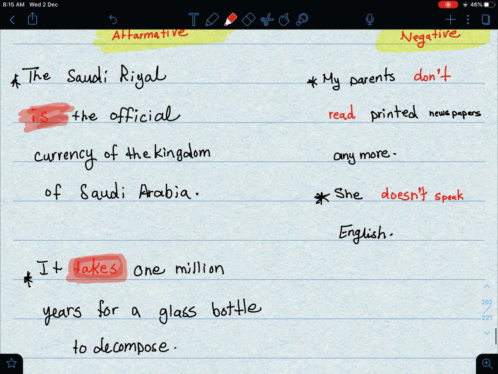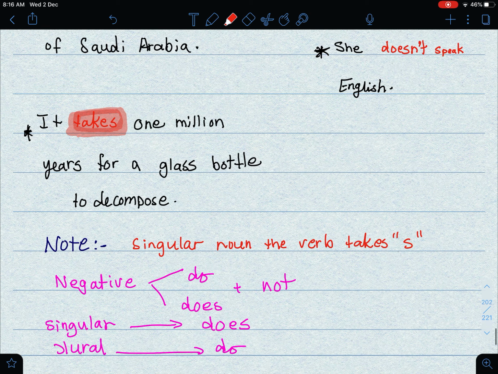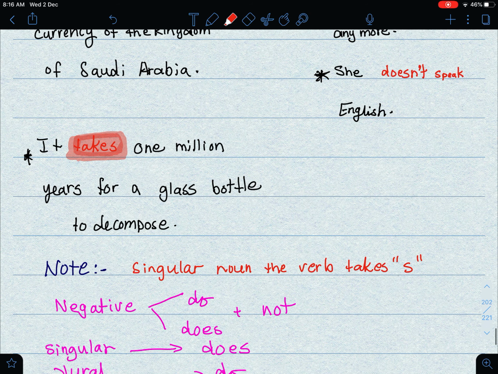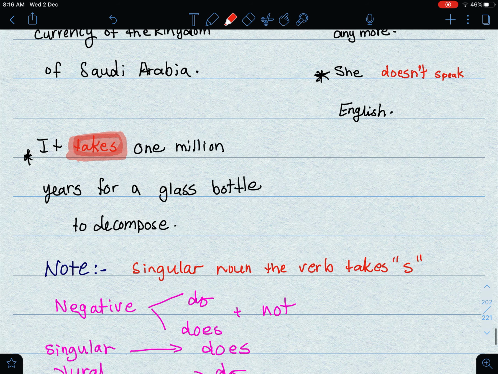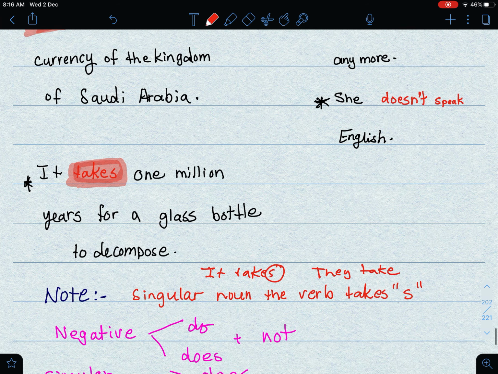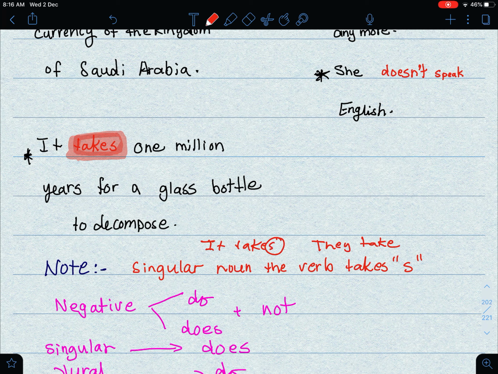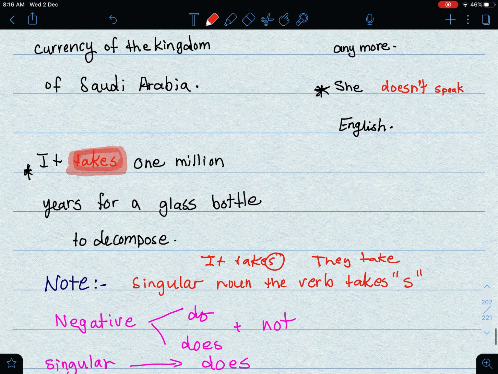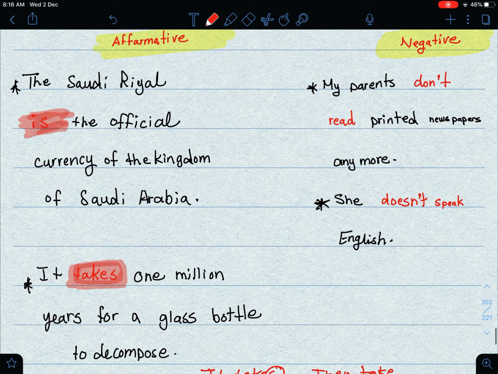Okay, now طبعا لازم اوضح لكم انه with the main verb, as I've written here, the verb with the singular, the verb takes s. يعني الحين مثلا لما اكتب لكم it takes، الفعل هنا ياخذ s, but they take, the plural, without s. So just to draw your attention to this because this is something very important. In the simple present, the main verb takes the s if the subject is singular.